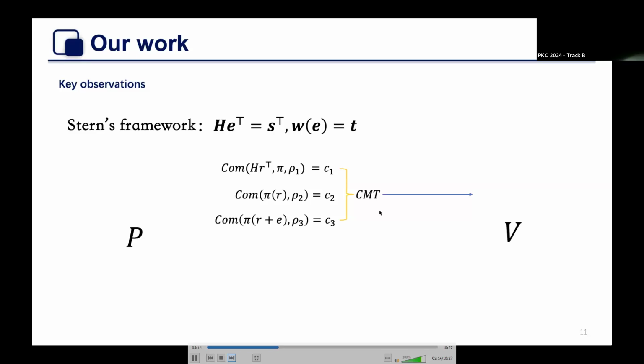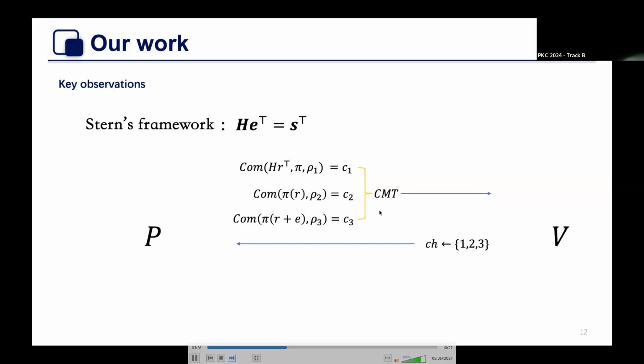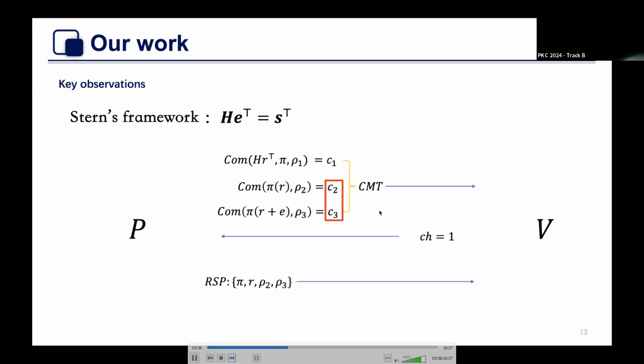Stern protocol is a ZKP protocol for proving knowledge of the pre-image of a syndrome. In the first round, the prover first sends three commitments, C1, C2, C3, to the verifier, who responds with a ternary challenge. If the challenge is 1, the prover opens C2 and C3 by sending pi, r, row 2, and row 3. And the verifier's verification procedure is independent of the syndrome S.